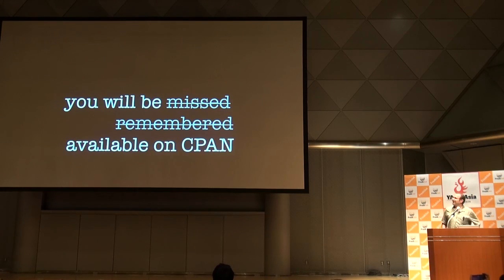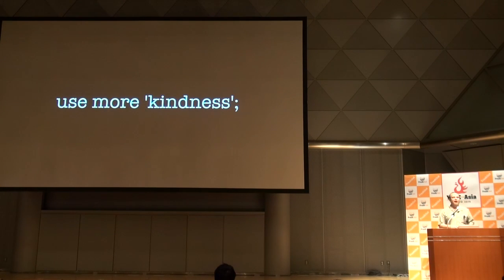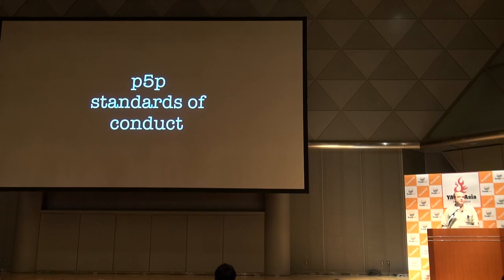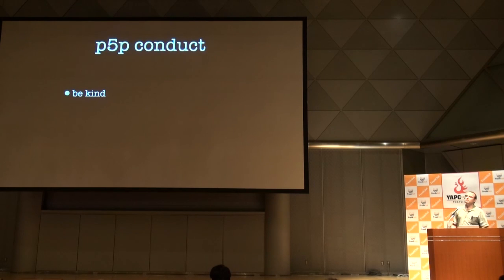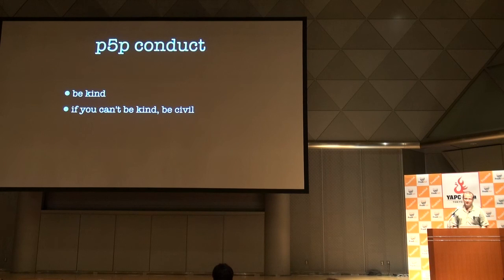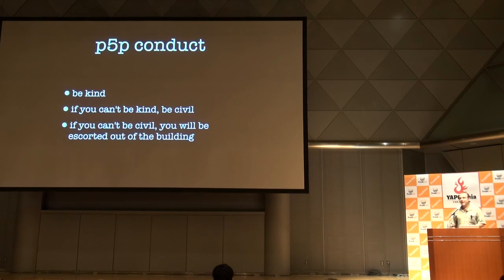Okay. Another change we're trying to make is to improve the character of our mailing list. I think the Perl development mailing list is actually pretty good, but it's not perfect. We have added a standards of conduct to our list that you are expected to abide by, and they say this. Be kind. Be kind to one another. If you can't manage that, be civil. And if you can't manage to be civil, we will escort you out of the building and you can go act that way somewhere else. There are many other programming languages that have their own mailing lists. The Linux kernel mailing list, for example, is available.